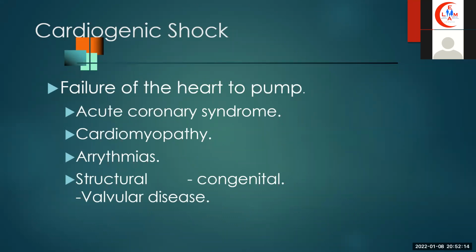It can be caused by cardiomyopathy, different kinds of arrhythmias, like fast AF or ventricular tachycardia, bradycardia. They all can cause cardiogenic shock. Other causes are congenital anomalies in the heart or valvular disease. So it's a primary illness in the heart itself. The heart cannot pump blood, so there will be reduced cardiac output, reduced blood pressure, and reduced tissue perfusion.